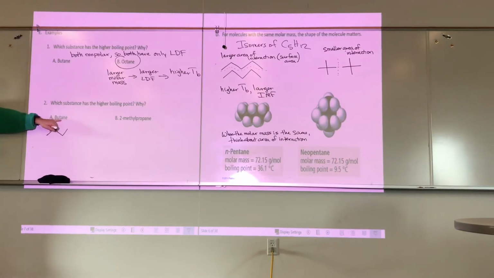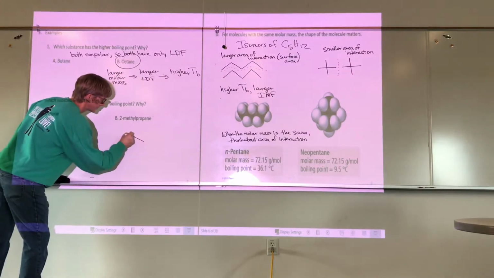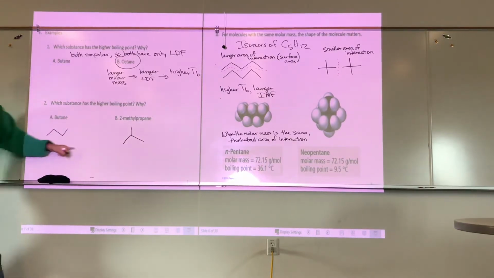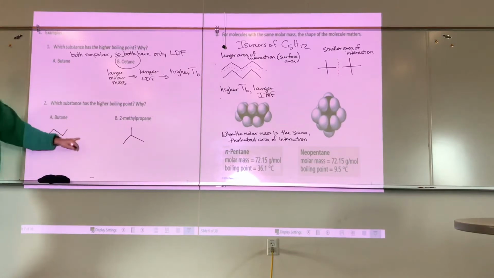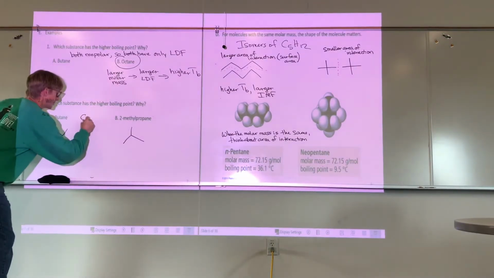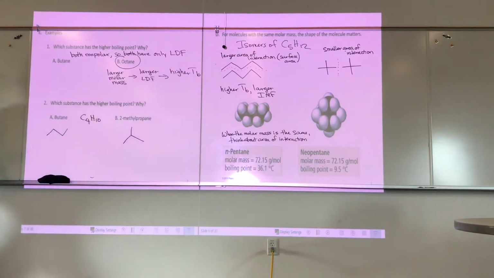Butane is 4 carbons, all connected by single bonds. And 2-methylpropane. I could give you these two, and you'll see on homework for chapter 11, I'll give you skeletal structures like this, and you should be able to count up the number of carbons and show that the number of carbons is the same. Because their number of carbons are the same, and they have, therefore, the same number of hydrogens, because they're connected by single bonds, both of these will be C4H10.